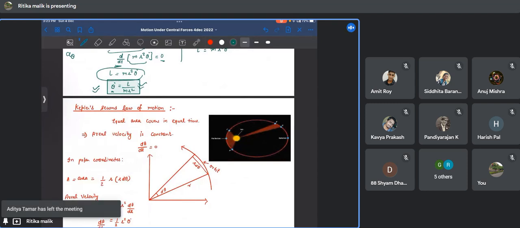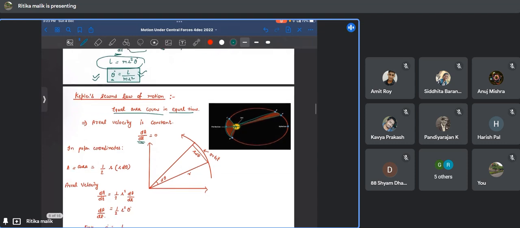You are familiar with Kepler's second law of motion, which says that equal areas are covered in equal times. For example, if your particle is near the center, then it covers a larger orbit range, but the area covered within this distance and within this orbit range are going to be the same. That means the area velocity dA by dt is going to be the same.